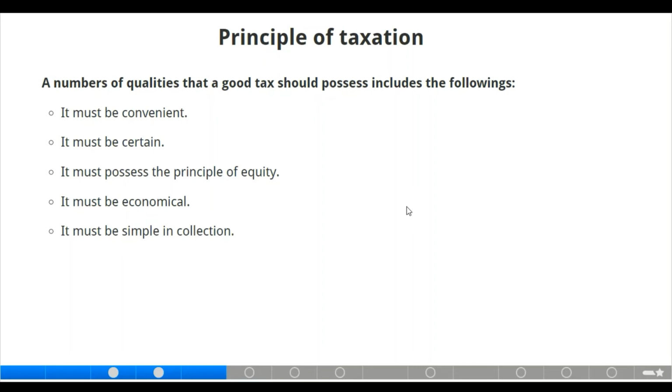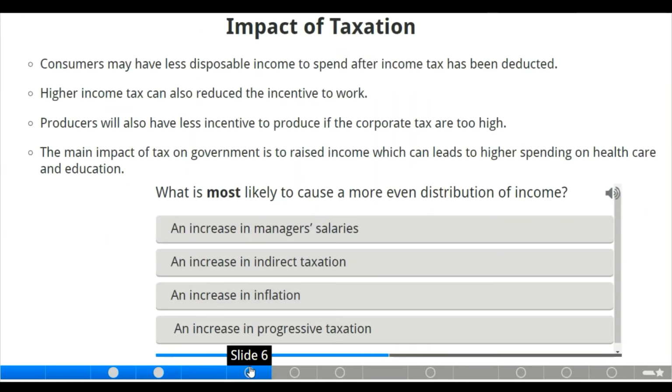It must possess the principle of equity, that is, it should be based on the individual's ability to pay, and also it must be economical. Of course, the cost of collecting taxes should not be more than the revenue that will be generated, and it must also be simple in collection. We move to the next slide.